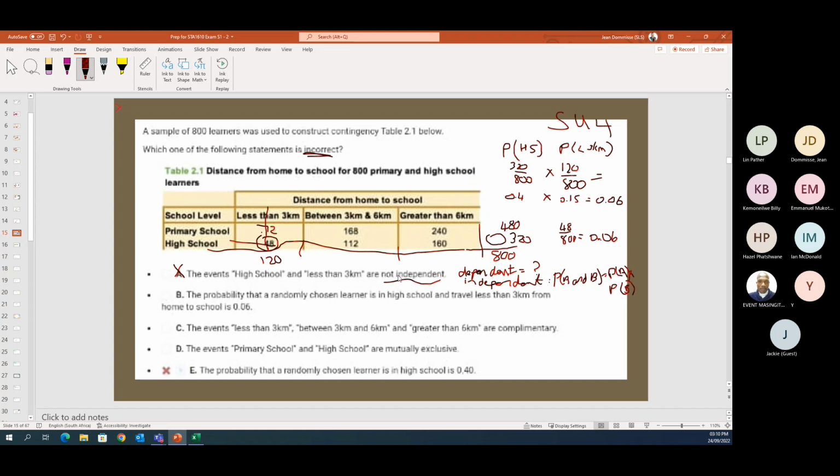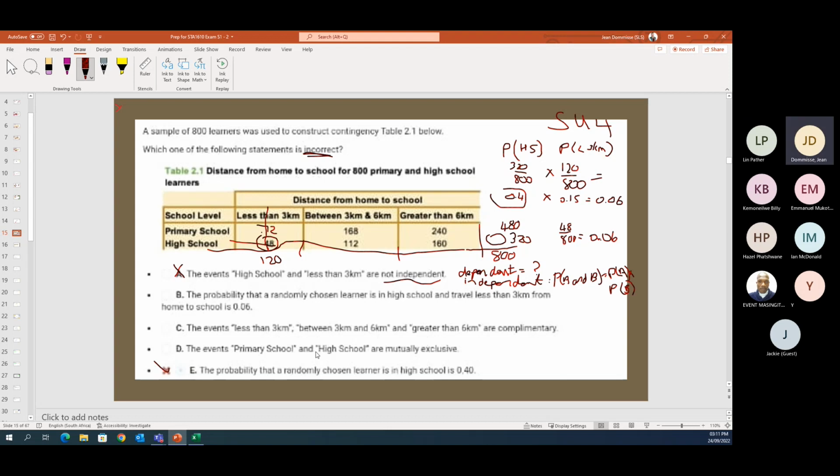I hate these terminologies. They could just have said dependent. We're looking for the incorrect one, so A was the incorrect one. Okay, let's go through the other ones. The student that sent me this last year said the probability that a randomly chosen learner is in high school is 0.4. We just did high school, and it was 0.4, so that was actually correct.